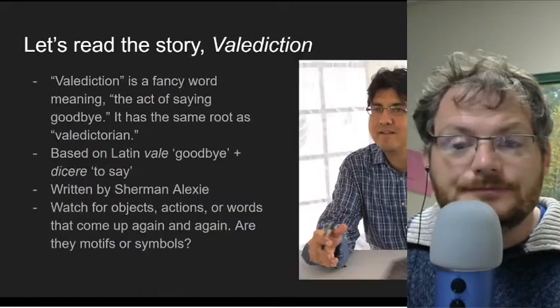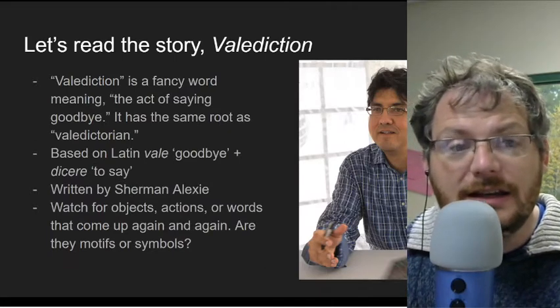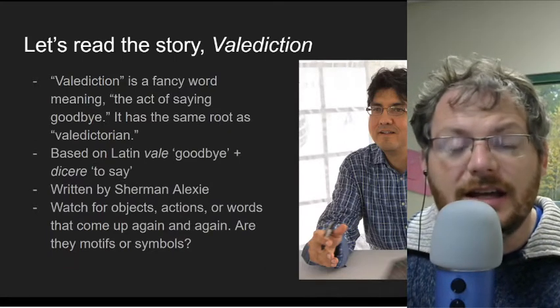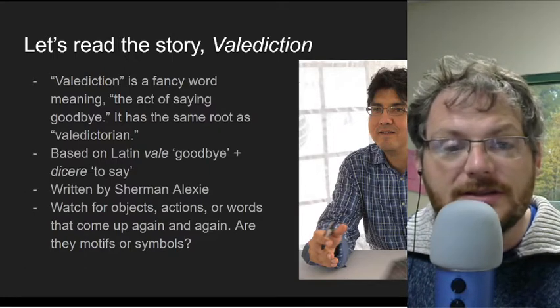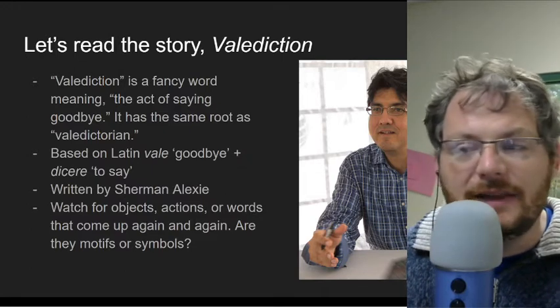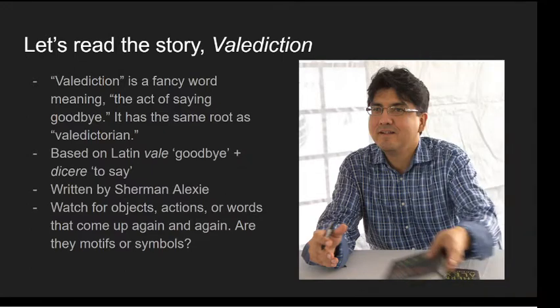Motifs and symbols. I'd like to read you a story. Valediction. This is a short story, and I want you to watch for motifs and symbols that come up. Valediction is a fancy word that means the act of saying goodbye. It has the same root as valedictorian, which as you move into high school, you'll start seeing, and if you've attended graduations, you've seen the valedictorian who gives the farewell speech to high school. Valediction is the title of this short story, and it's based on the Latin word vale, which means goodbye in Latin, and dicere, which means to say.